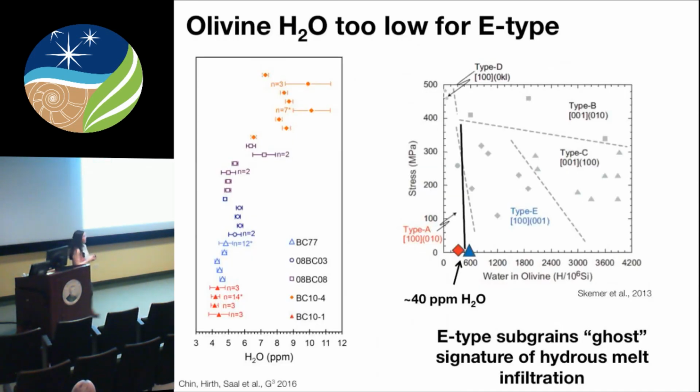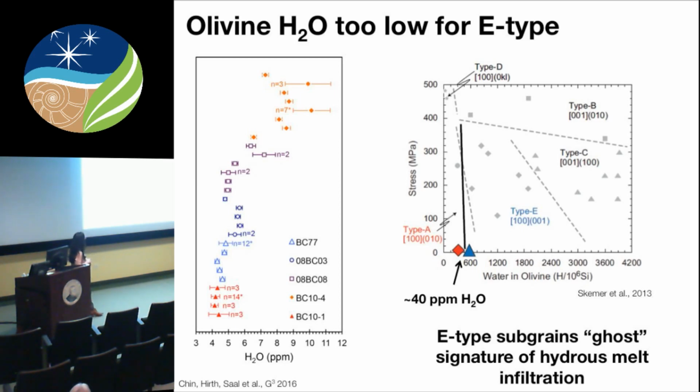So the next thing we wanted to test was, well, if we have evidence from the microstructures of high water content, do we observe high water content in the nominally anhydrous minerals? And what we found, at first I was very disappointed when I saw this. So we did water measurements using SIMS on pyroxenes and olivines and garnet, and the olivine water content was too low to account for this E-type fabric.